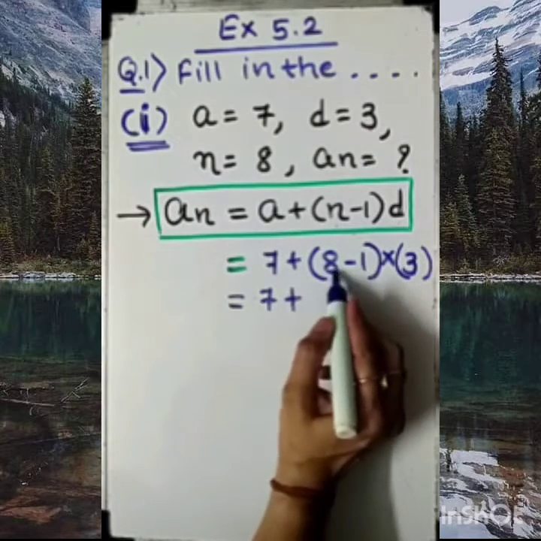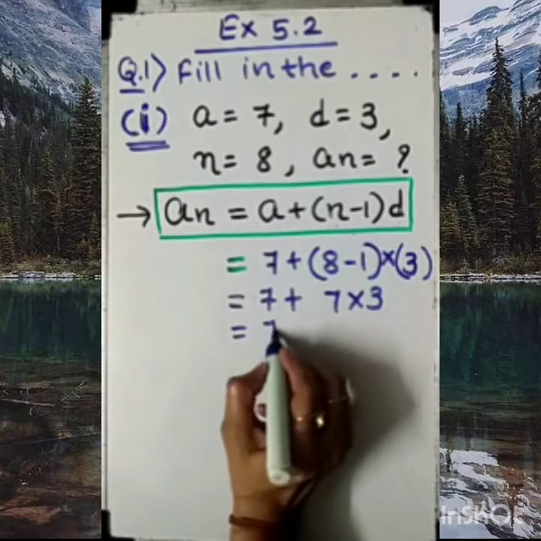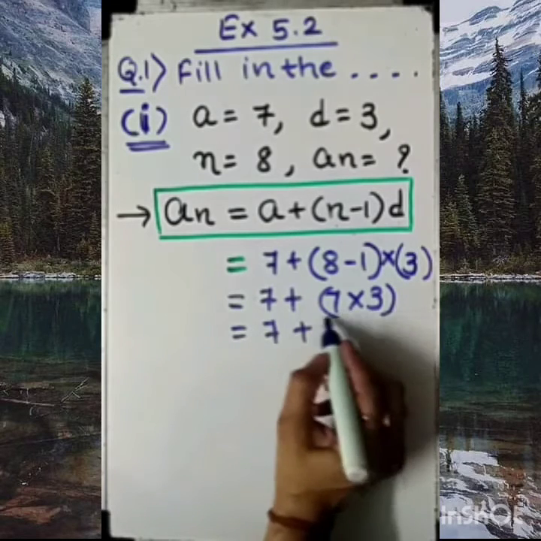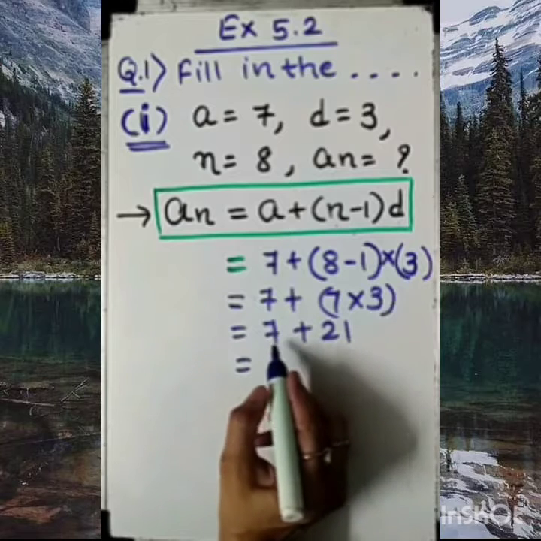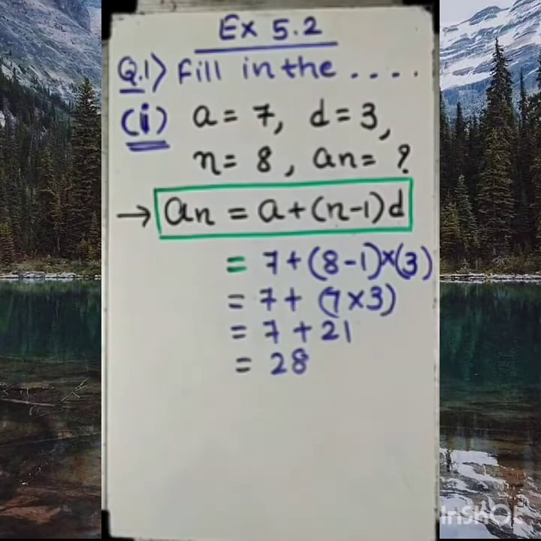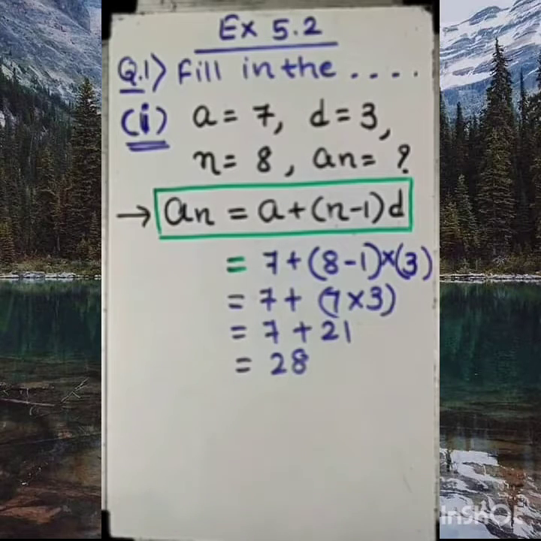7 plus 8 minus 1 is 7, 7 3s are 21. So dear student, first we need to give the reference to the product. 7 3s are 21. 21 plus 7 gives the result 28. So the answer for this question is AN equal to 28. So this is the solution for the first question. I hope it's clear to you.